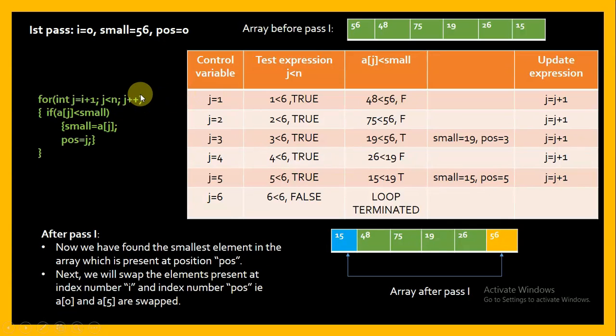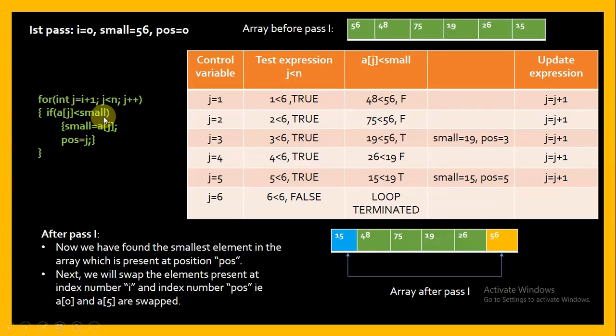We increment j. Again we check 2 is less than 6. The condition is true, so we again go to this if condition. A[j] less than small. A[j] now is 75. You can see here the second element is 75. 75 less than 56? Again this is false. So j is incremented. Now j will become 3. 3 is less than 6. The condition is true. Now again we check what is A[3]. A[3] is 19. So 19 is less than 56. So this condition is true now.